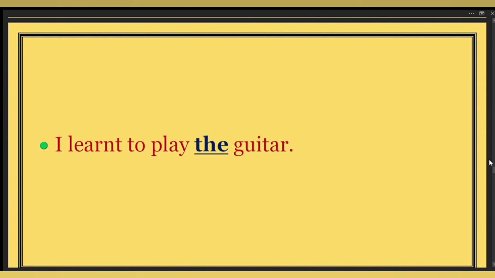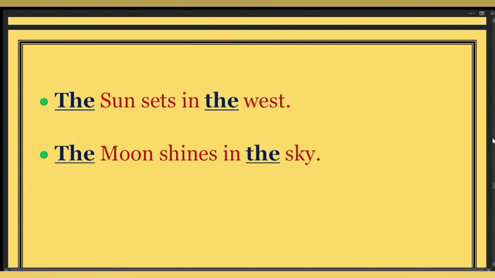Then the sun sets in the west. The moon shines in the sky. So we usually use the before superlatives and before nouns that refer to something unique. Here, each noun refers to something that is unique and only one of its kind.